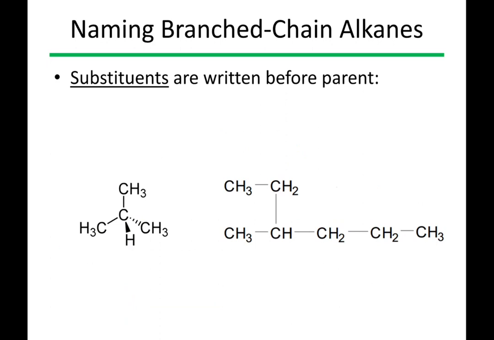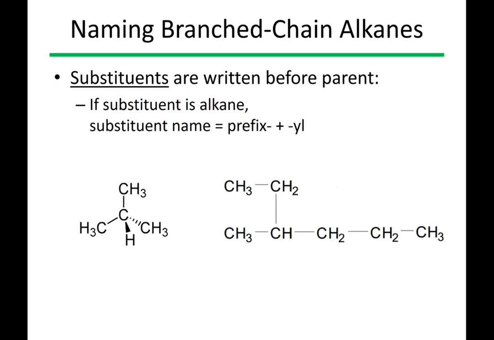We'll then write the substituents before the parent chain. If the substituent is an alkane, the substituent name will be the normal prefix and we'll add this YL suffix to it. So we can see for both of these, the substituent both has 1 carbon. If we look at 1 carbon, that would be meth. And with the prefix, that would be methyl.